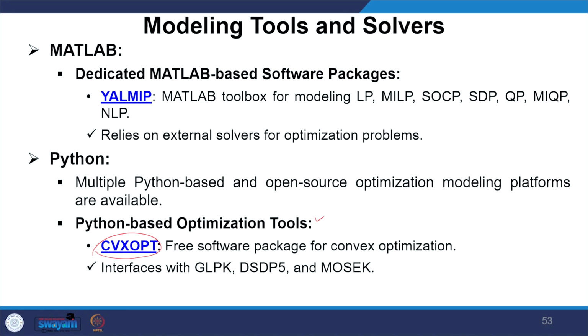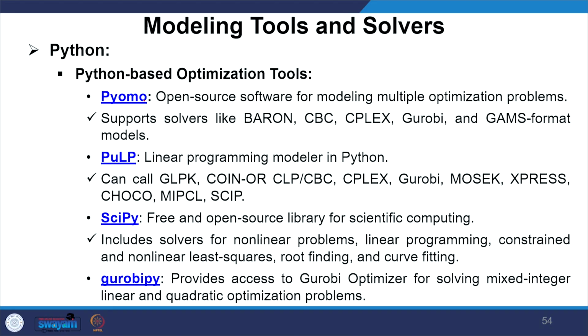Today, we are popularly using Python. Multiple Python based open source optimization modeling platforms are also available. One of the popular Python based optimization tools is known as CVXOPT. This is a free software package for convex optimization, which is also capable of interfacing with GLPK, DSDP5 as well as MOSEK. And there are Python based optimization tools such as Pyomo, PuLP, SciPy, and Gurobipy.